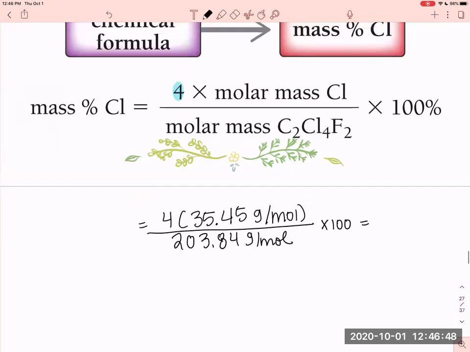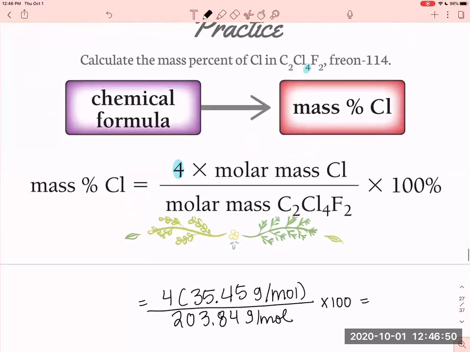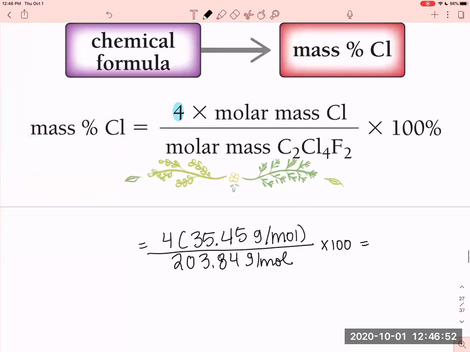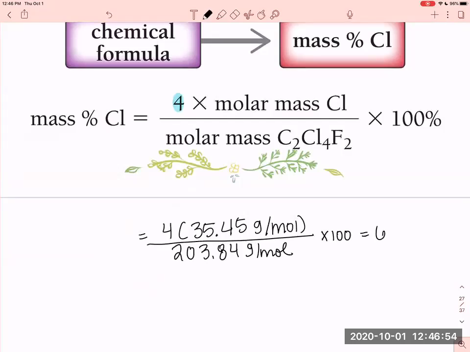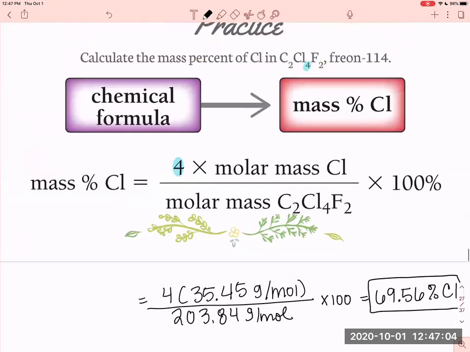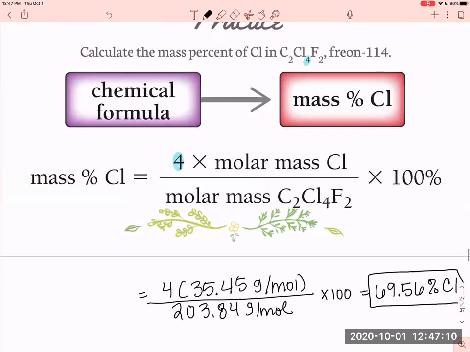69.5. For sig figs here, we kind of have unlimited sig figs, so it's a good practice to use 2 digits after the decimal if you're not sure, because we are using these infinite sig fig numbers, these molar masses. So that's the percentage of chlorine in Freon 114. 114 is just an identifier. There are multiple Freons out there. Okay.